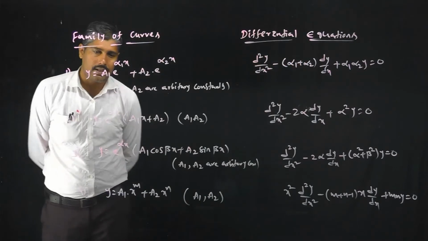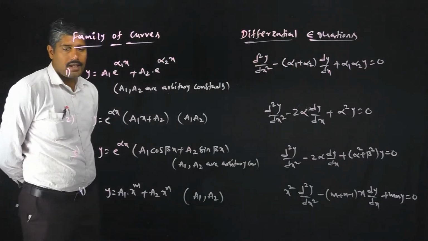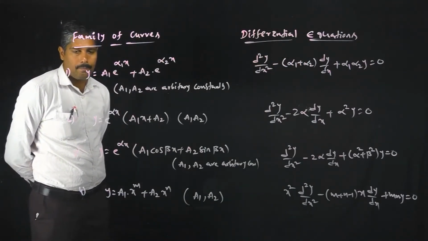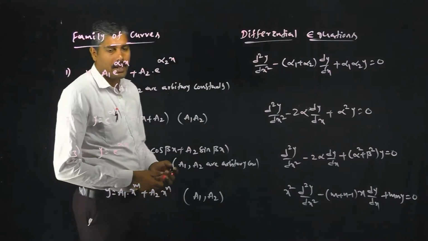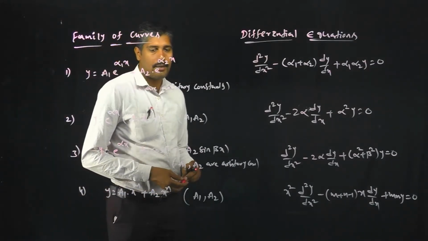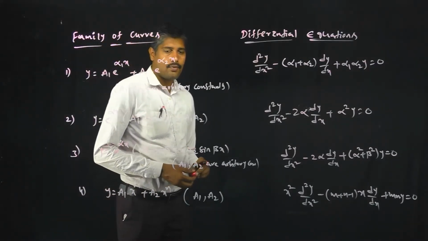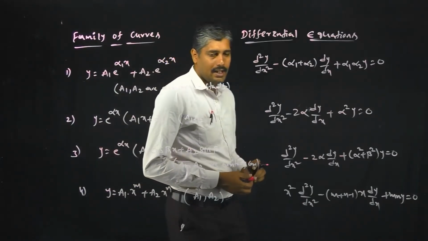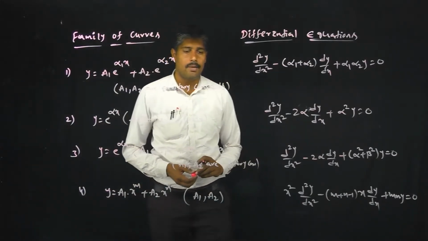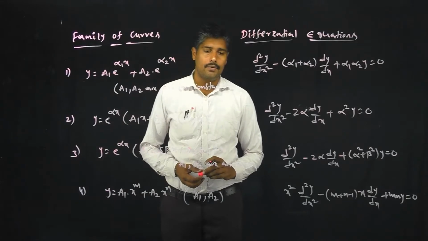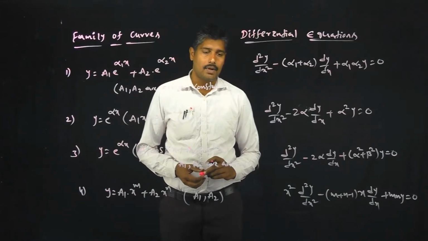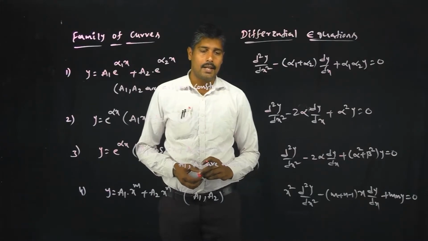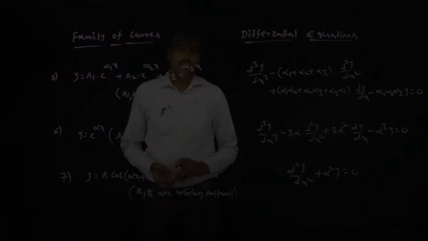Suppose the curve is like this: y equal to a1 into x power m plus a2 into x power n, where a1 comma a2 are arbitrary constants. Then we get the differential equation x square into d square y by dx square minus of m plus n minus 1 into x into dy by dx plus mn y equal to 0.